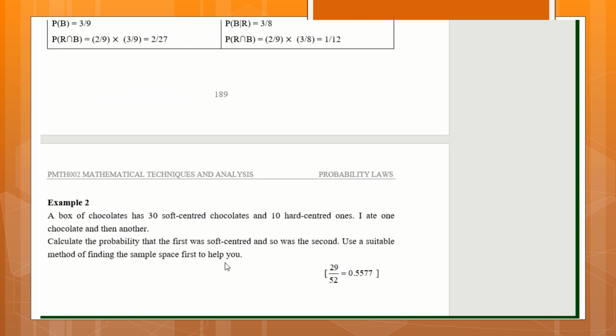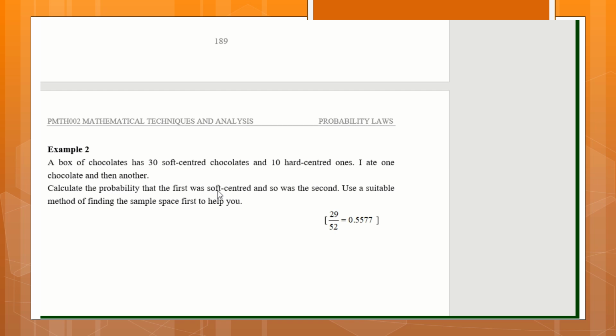All right. Okay, let's look at example 2. A box of chocolates has 30 soft-centred chocolates and 10 hard-centred ones. I ate one chocolate and then the other. So when you have something like that, you pretty much know this is a tree diagram. If you were to draw it, you need to draw a tree diagram. Calculate the probability that the first was soft and so was the second. So use a suitable sample space.